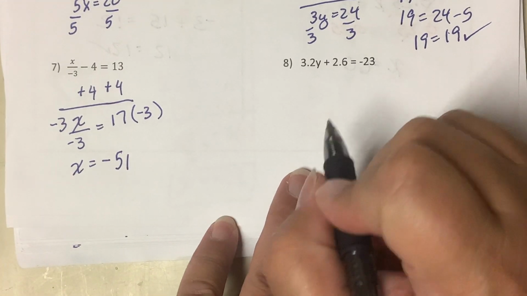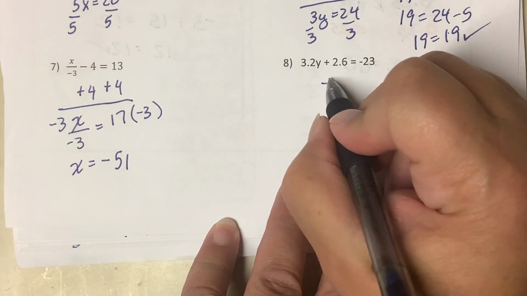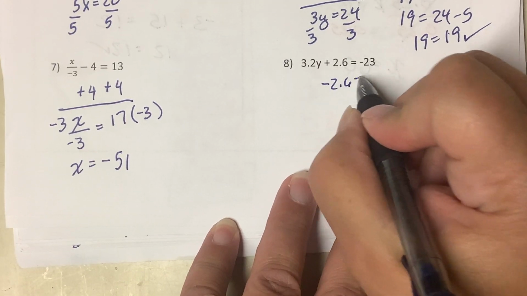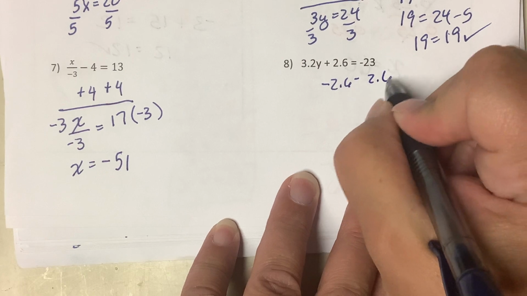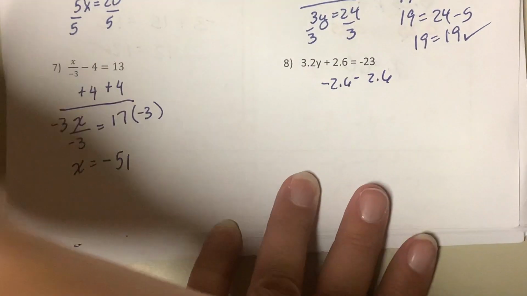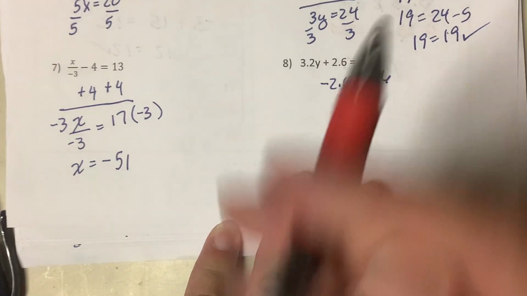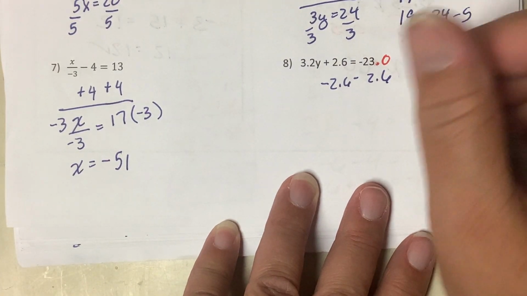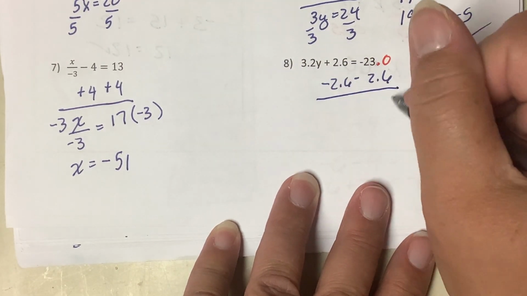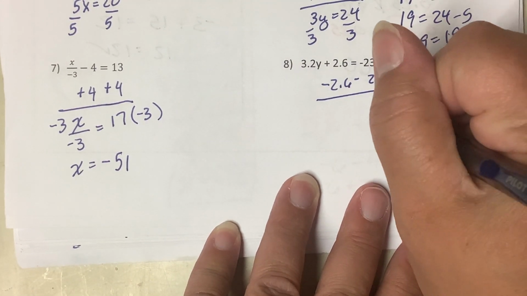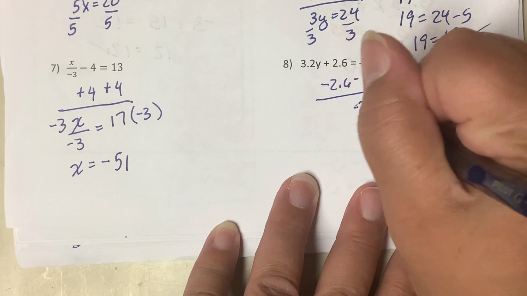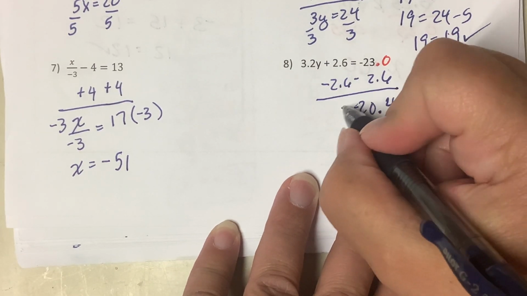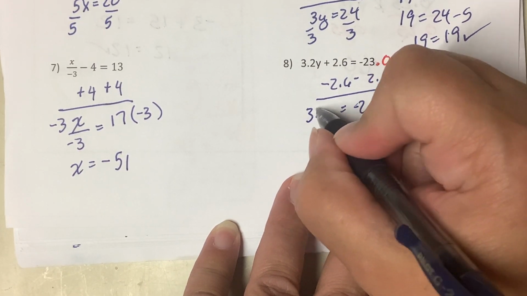Okay, back to decimals. Subtract 2 and 6/10 from both sides. Now there's no decimal here, so I am going to add my own decimal point right there. Now, borrow from the 3, it becomes a 10. 10 minus 6 is 4. 0, -2. Equals 3 and 2/10 y.